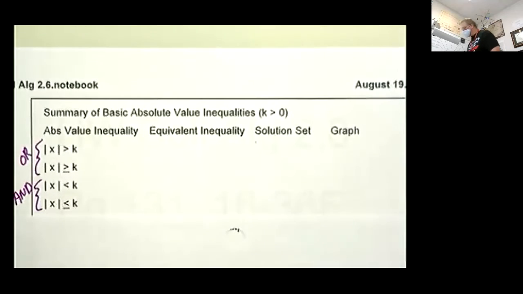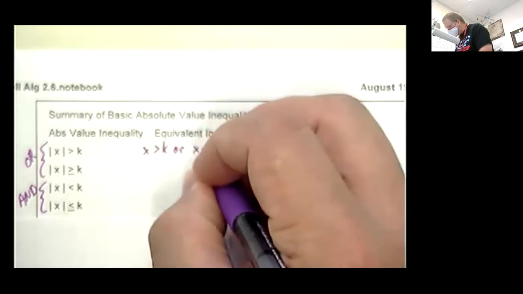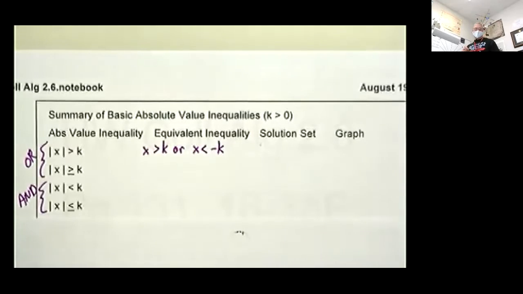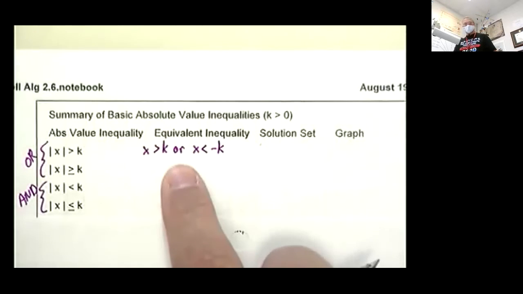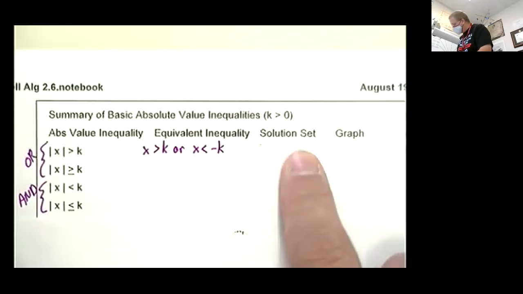So here's how this is going to work. So absolute value of x greater than k is going to turn into x is greater than k or x is less than negative k. So the first inequality is going to be exactly the same without the bars. The second one, we're going to flip the inequality symbol and the sign of the number. So this was an or. The solution set, we'll come back to.